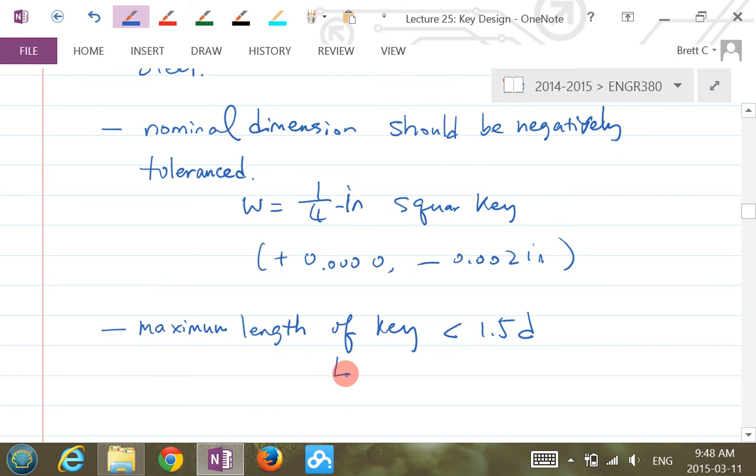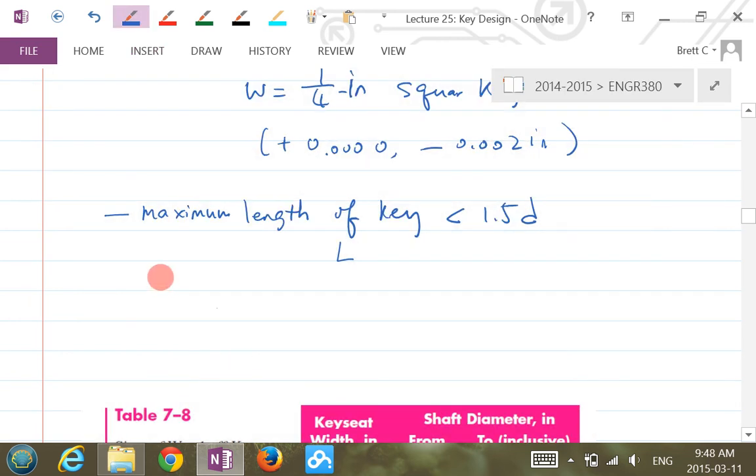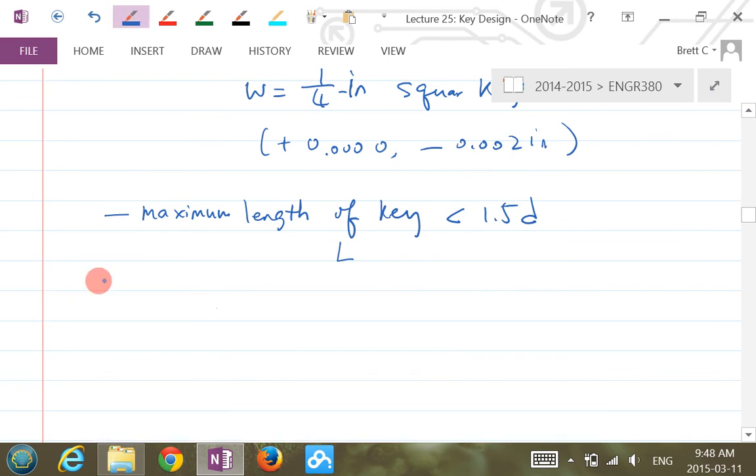Yeah, so basically I'll use two keys if necessary. Okay, that's basically the idea.